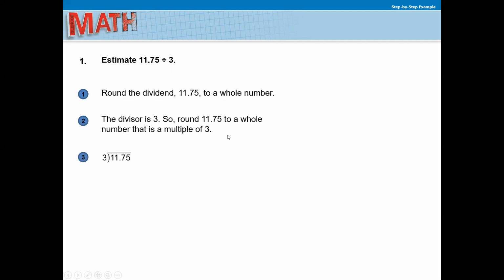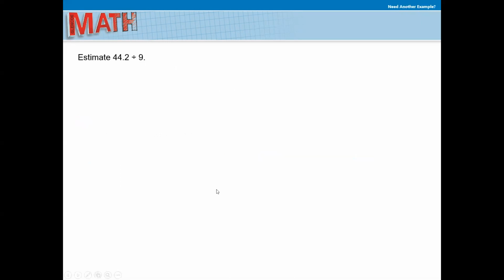We're estimating 11 75/100 divided by 3 by saying 12 divided by 3 is 4. Using multiples of 3, 12 is closest to 11 75/100. So remember, we wanted to round to a number that is very 3 friendly. If I count by 3s, will I land on 12? Yes, 12 is very 3 friendly. So 11 75/100 divided by 3 is about 4. Remember that we're estimating.